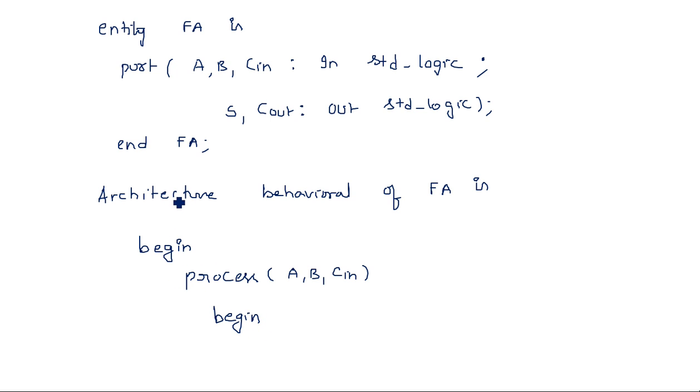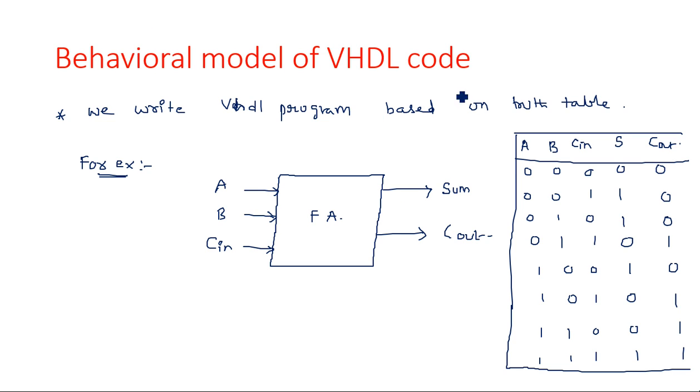Begin. This begin belongs to the architecture and this begin belongs to the process. So process, begin. Now if, what is the first condition: a is equal to 0, b is equal to 0, c is equal to 0, with an and operation between all these, then sum is equal to 0, carry equal to 0. Else if again a equal to 0, b equal to 0 and c is equal to 1, then s equal to 1 and carry equal to 0.